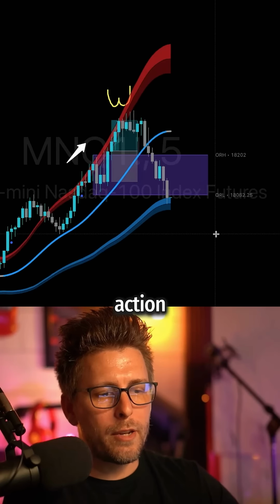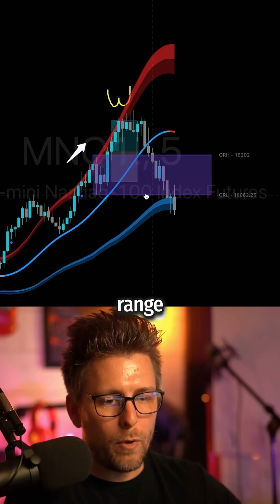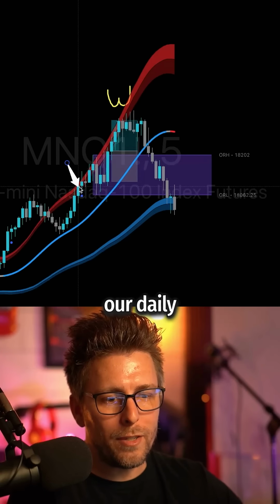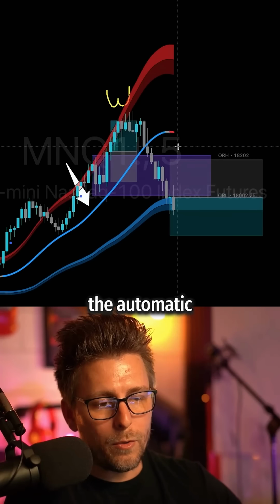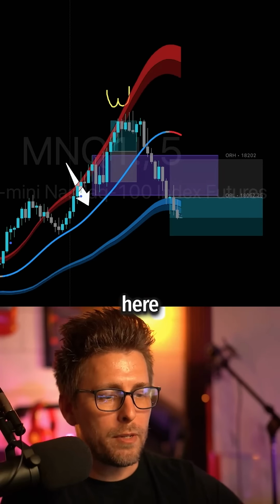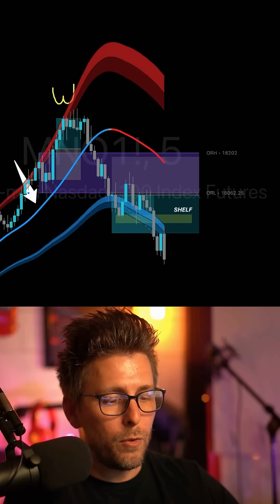As we play price action out, you can see that we close a candle body on the other side of the 15-minute range, and this is now flipping our daily bias to the downside. And here we're clear to take a short right there using the automatic stop loss, and let's see what happens here. Not only does this hit the automatic take profit level, but you could start trailing using the shelf method.